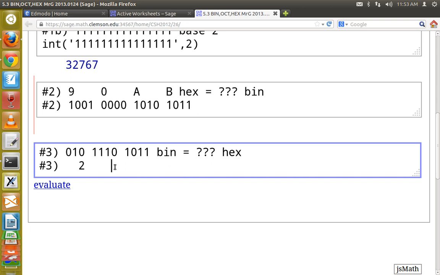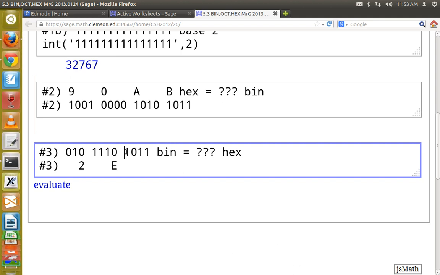Wait, now you were saying what? What digit represents 14? E. If F is 15, E is 14. Okay, E. E is 14. D would then be what? 13, right, okay. Well, so what is this guy?